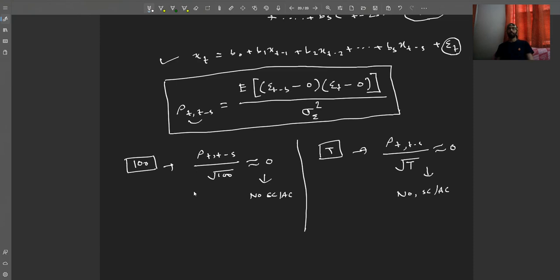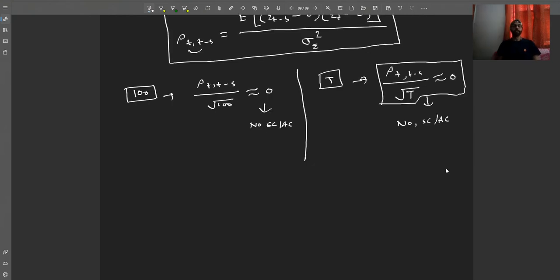So this is the litmus test, friends. The value has to be exactly equal to 0 or nearby 0 for there to be no autocorrelation or serial correlation. Now friends, the obvious question that arises is, how much different from 0? How much different from 0 is different enough for us to consider whether serial correlation exists or not, right?